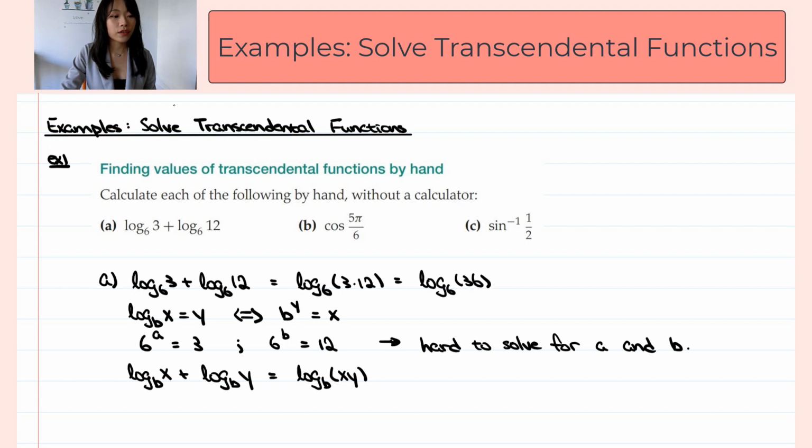Now let's interchange this form to an exponential function. So the base is 6, and the solution to this equation is question mark, that is the exponent. And with this exponent, the answer is 36. Now we could easily find the exponent. We know that 6 squared equals 36. So the answer to this question equals 2.